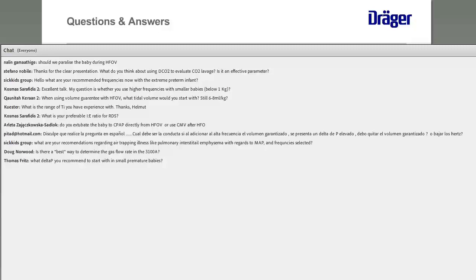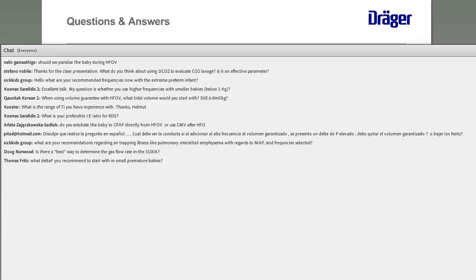Do we have to take out the volume guarantee if delta P is too high? Well, the question is that if we are setting a certain tidal volume and the ventilator goes very high in delta P, then the best way is to decrease the frequency. Remember that the ventilator right now is only going to modify delta P. The ventilator is not going to modify the frequency. So you have to be careful about that.